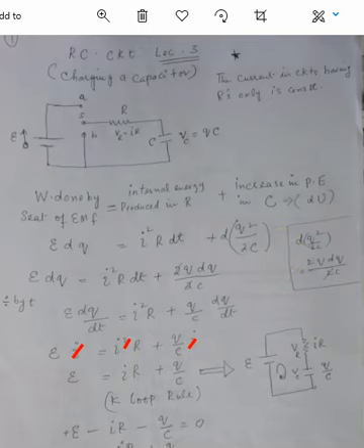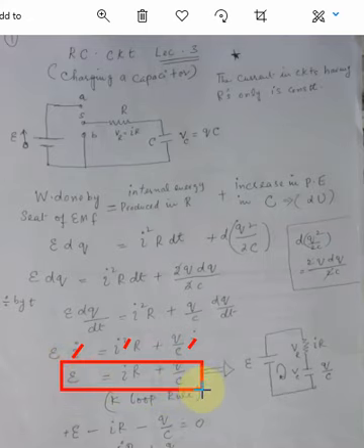Now this is the equation which we can get by applying the loop rule as well. Look, we have got this equation by applying what? By applying the law of conservation of energy. We have obtained this equation by applying the law of conservation of energy, but the same result can be obtained if we apply Kirchhoff's voltage rule to this circuit.